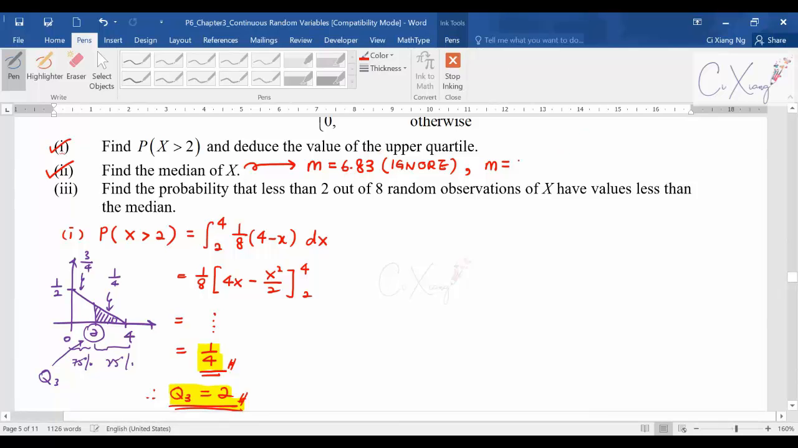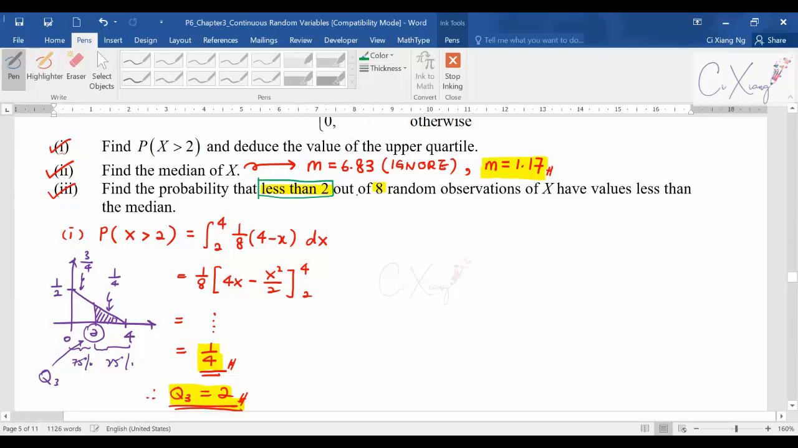And after that, the answer that we accept is 1.17. So this is the answer for the median. 6.83 is not the correct answer, so 1.17 is the correct answer. This is what you have for part number 2. Then after that, we continue to part number 3. Find the probability that less than 2 out of 8 observations of x have value less than the median.